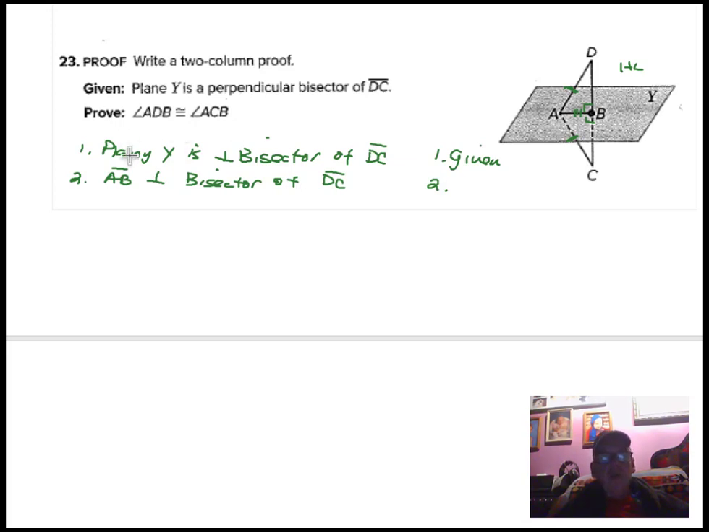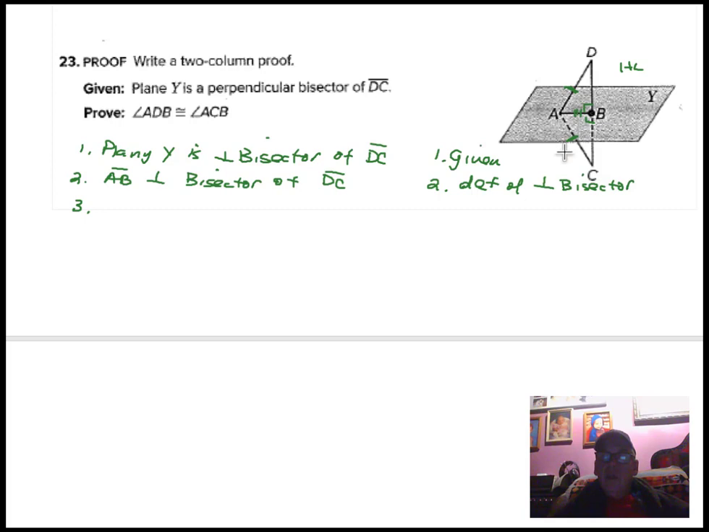This might be a little bit sketchy, but since it's contained in the plane, and the plane is a bisector, I'm just going to put definition of perpendicular bisector. So there may be a better way of getting this perpendicular bisector business in there. Okay, so then we got that's the perpendicular bisector.